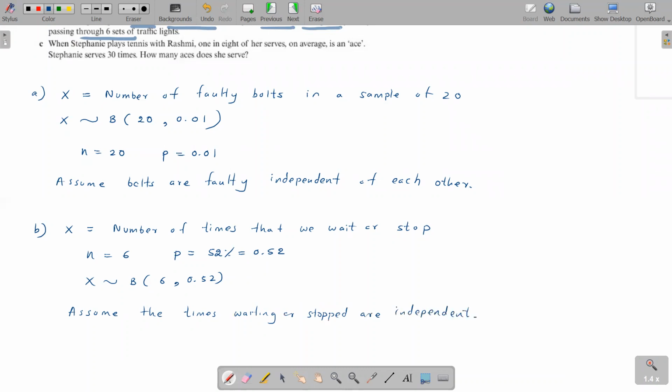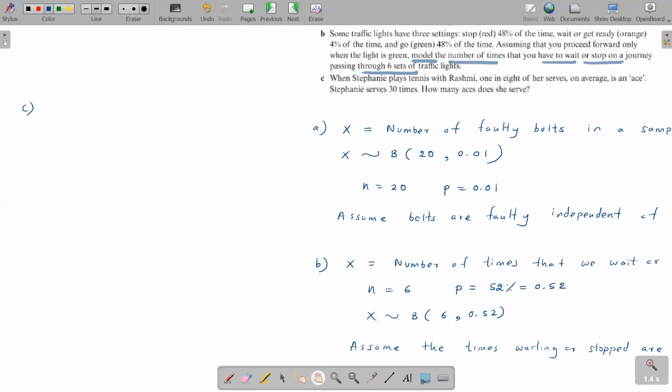Okay, let's go to part C. Moving on to part C, when Stephanie plays tennis with Rashmi, 1 in 8 of her serves, can you see 1 in 8 of her serves, so that's like a probability, right, on average is an ace. Stephanie serves 30 times. How many aces does she serve? So basically what are we doing? X is the number of aces in 30 serves.